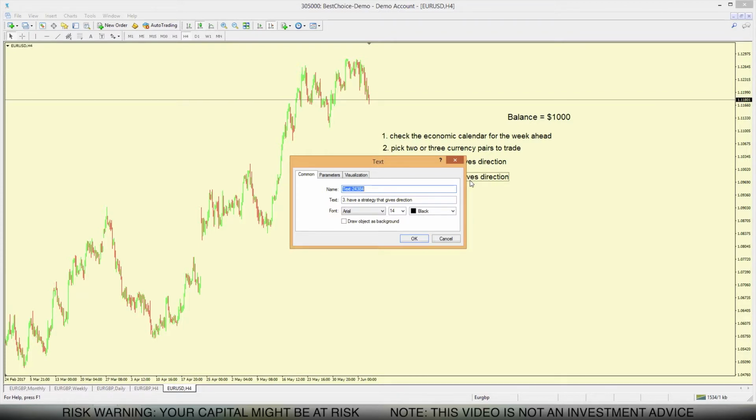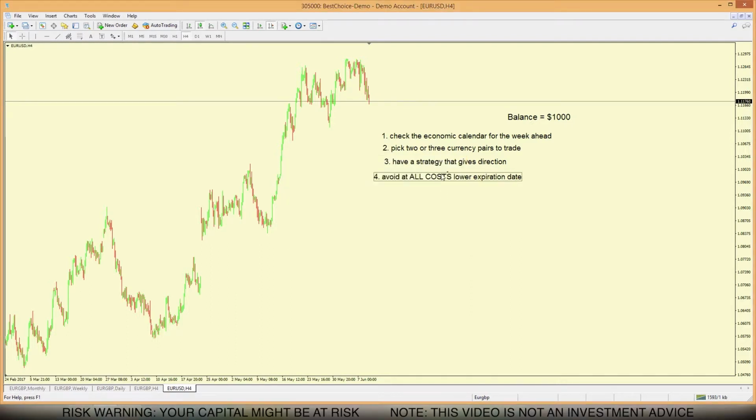Ask yourself, who in the right mind will give you that kind of money if it would not come with some strings attached? Therefore, number 4, avoid at all costs lower expiration dates, or namely 5-minute expiration dates, 1 minute, 60 seconds, 2 minutes, even hourly expiration dates. Forget about it.